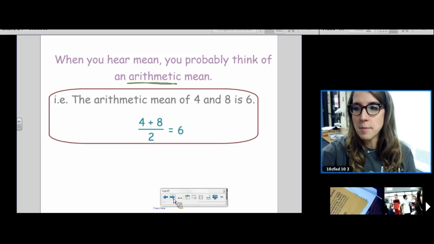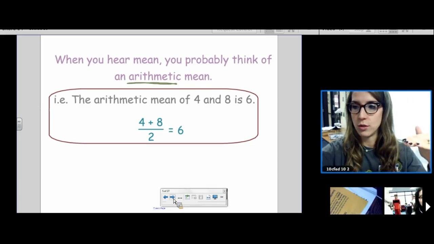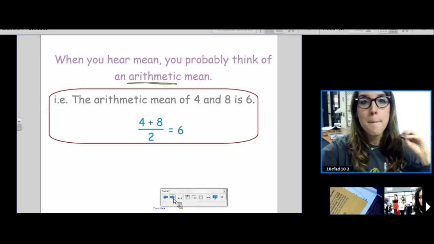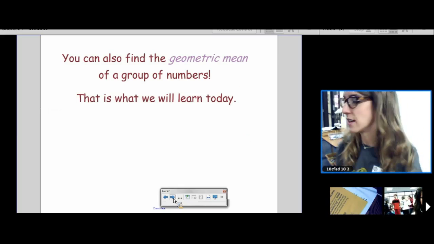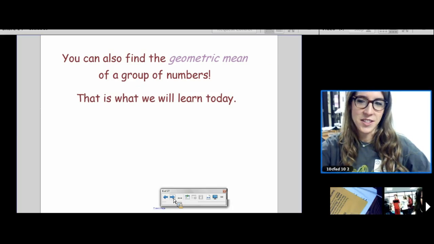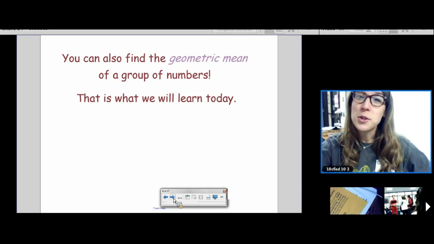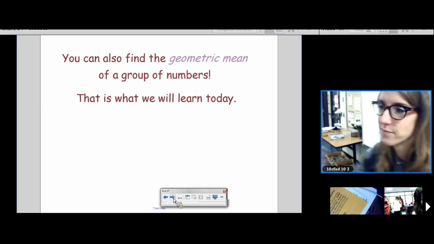So when you hear mean, the one you've been taught is add the numbers, divide by 2. But the one we're going to learn today is called a geometric mean, and we're going to learn how to do that. So title your notes, Geometric Mean. Yes, geometry is so special, it gets its own mean. That's right. You heard it.